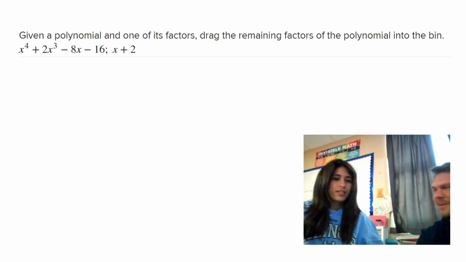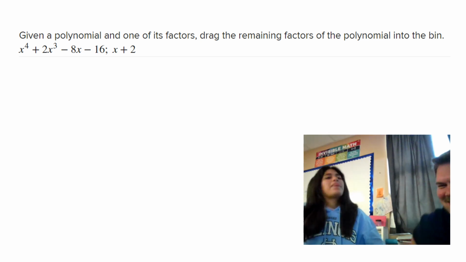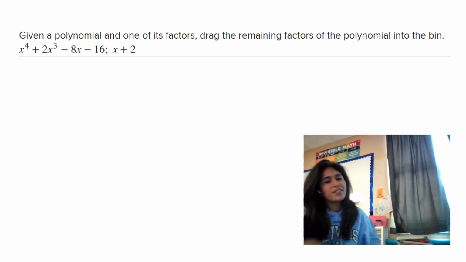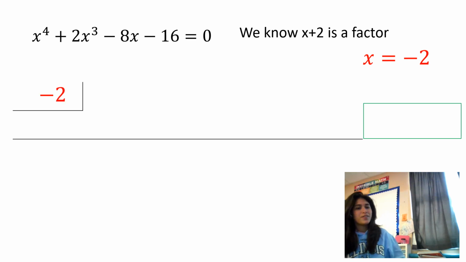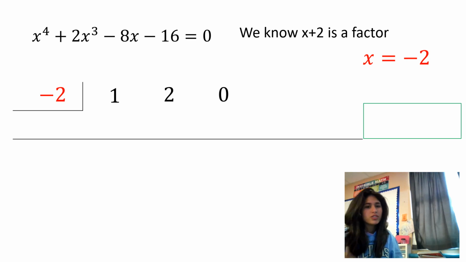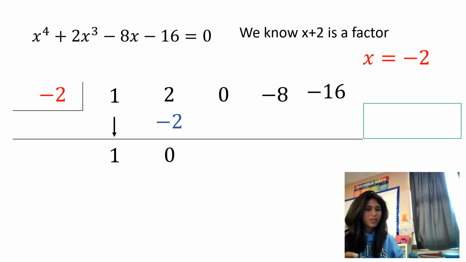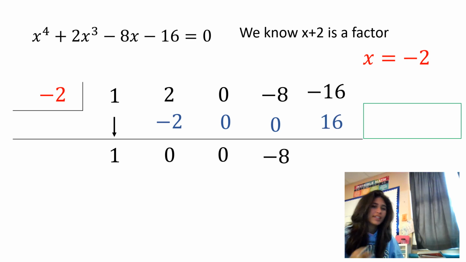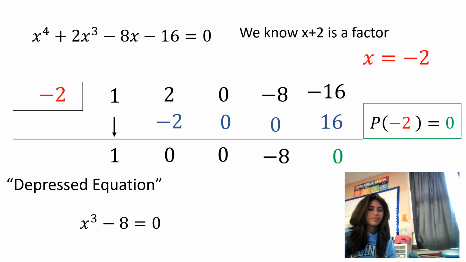Okay, we're going to do the same thing with this one. So it's -2. So we put 1, 0, 0, -8. Perfect. Put down the 1. It's -2, 0. Perfect. -2. 0, 0, 0, -8. 16 and 0. Perfect. And we get x to the third minus 8.